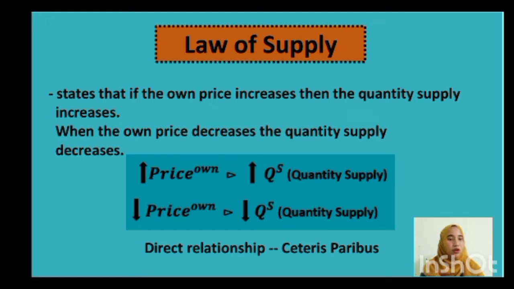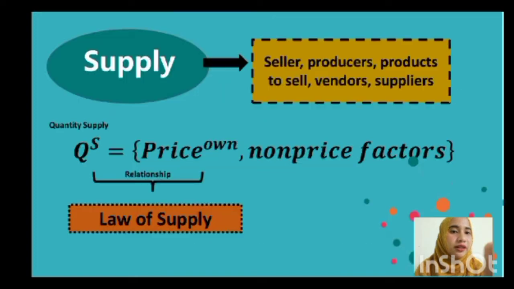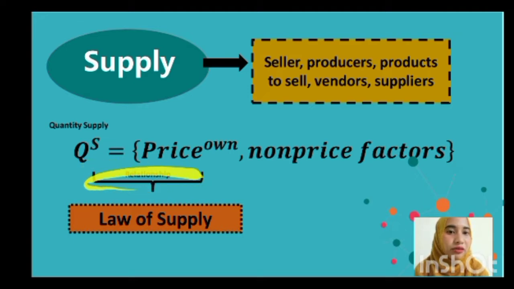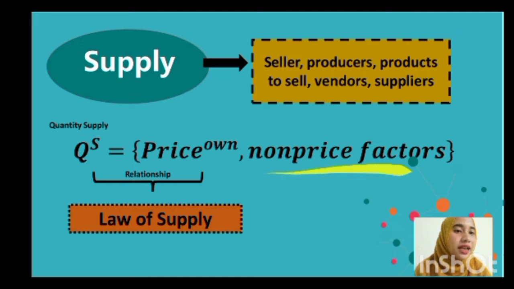That is what we call ceteris paribus. Ceteris paribus refers to the non-price factors. If this quantity supply and this own price have a direct relationship, only they are involved, and the non-price factors are not. The non-price factors are constant, so this one is non-changing. If this one increases, this will increase also, and this factor here could not be increasing.